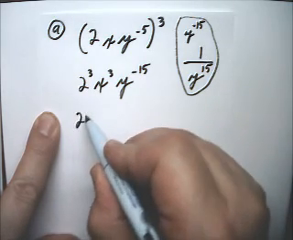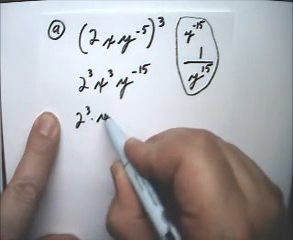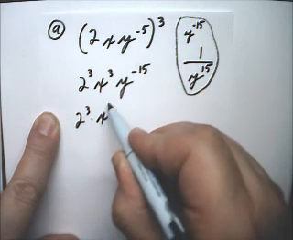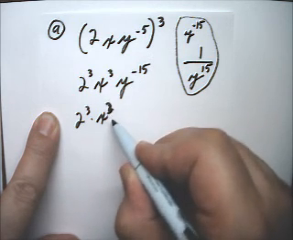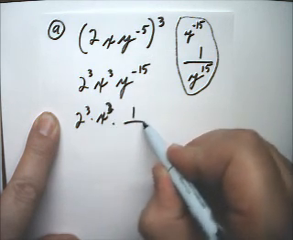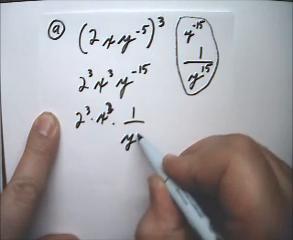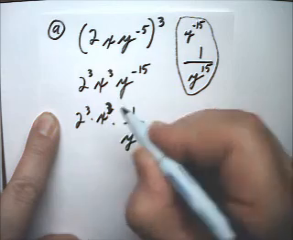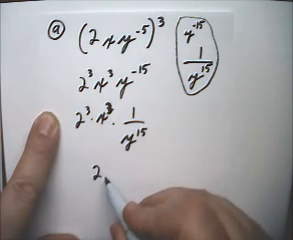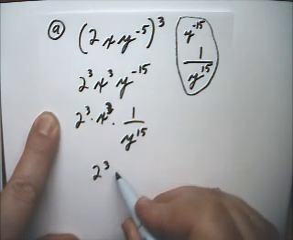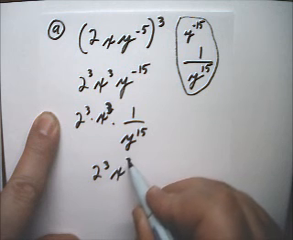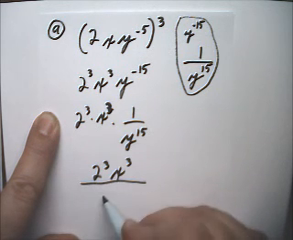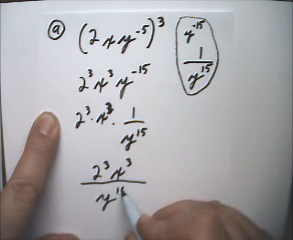So I have 2 to the third power times x to the third power times 1 over y to the positive 15th power. And what I end up with is 2 to the third power x to the third power all over y to the 15th power.